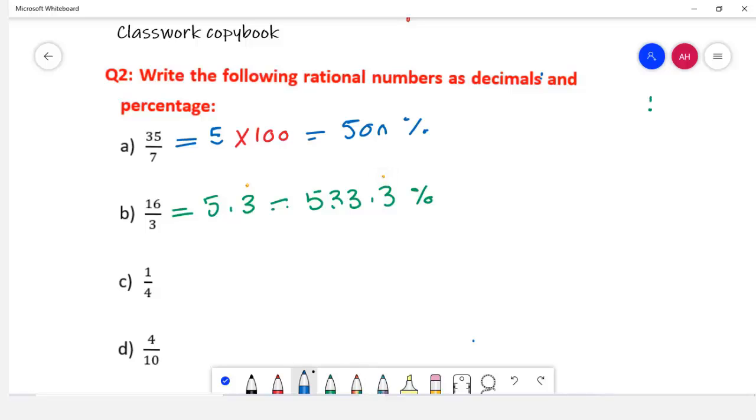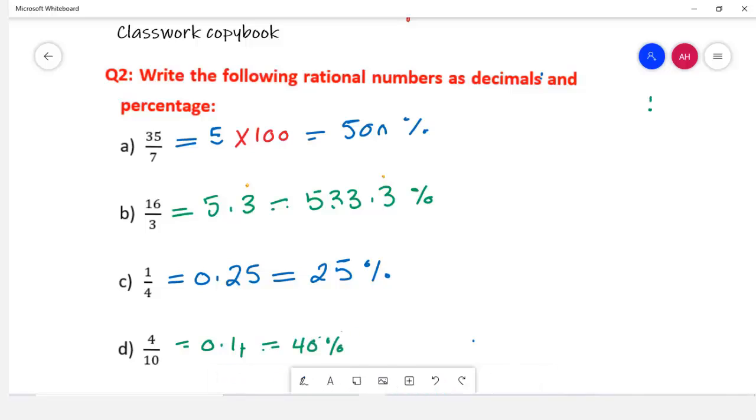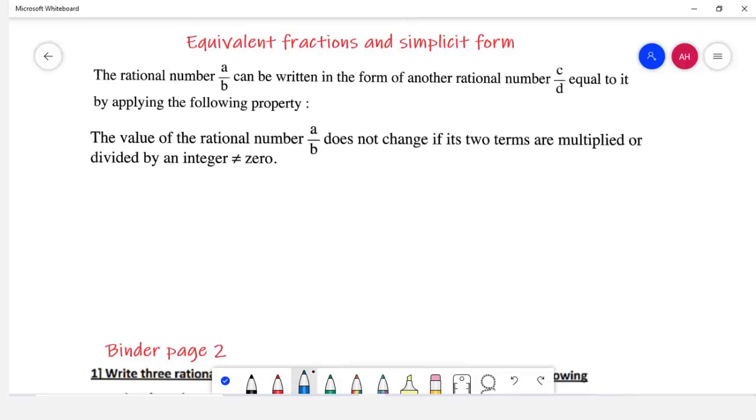Number C, 1/4 is equal to 0.25. And to change it to a percentage, I'm going to multiply it by 100 and have an answer of 25%. The last one is 4/10, and 4/10 is equal to 0.4. Multiply 0.4 by 100, and I will have 40%. Check your answers now, and if you have any problem, please correct it and answer it in your classwork copybooks.